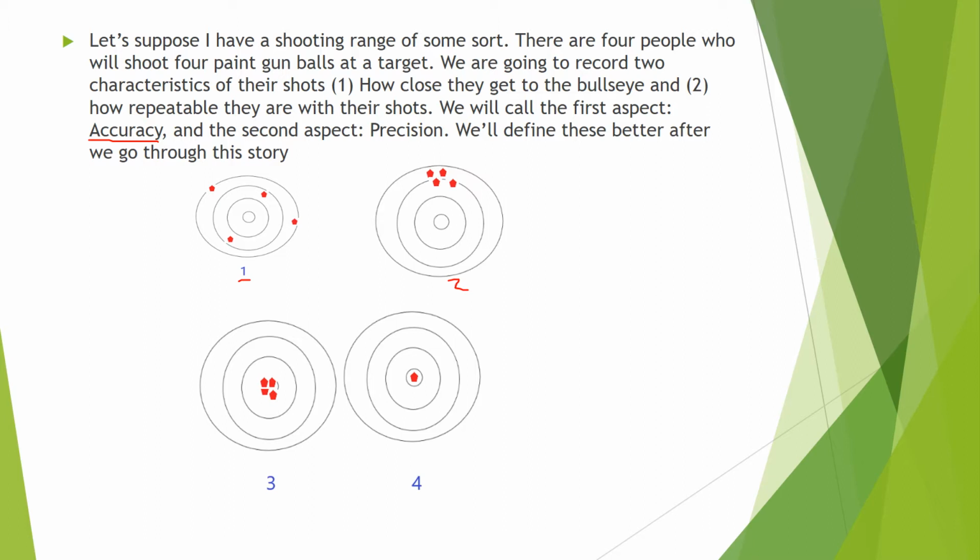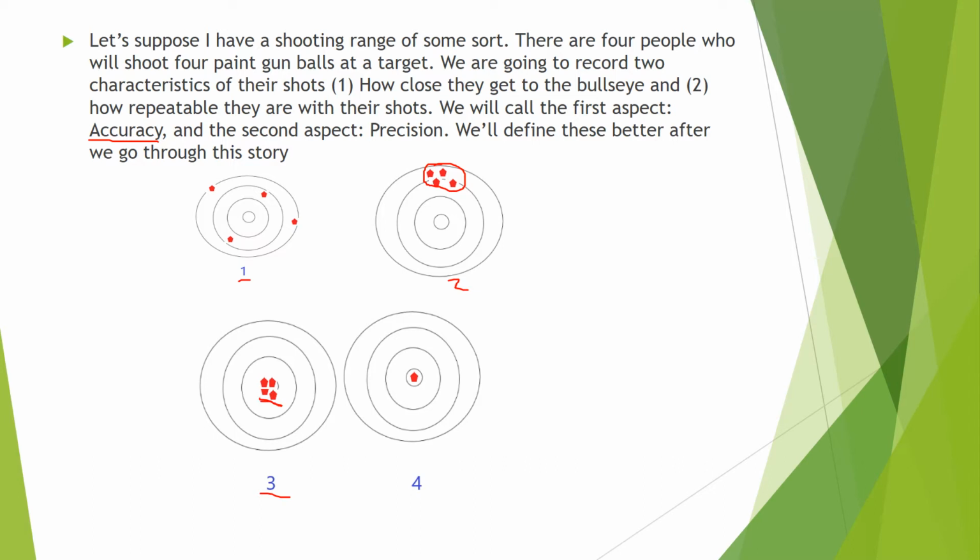Okay, number 2 person comes up and takes his 4 shots. Now we look at the accuracy. This person doesn't have very good accuracy. It doesn't get close to bullseye. But this person is very good with his precision. Okay, number 3 comes up, takes shots, and hits all 4 of them. 4 bullseyes, very good accuracy, and very good precision.